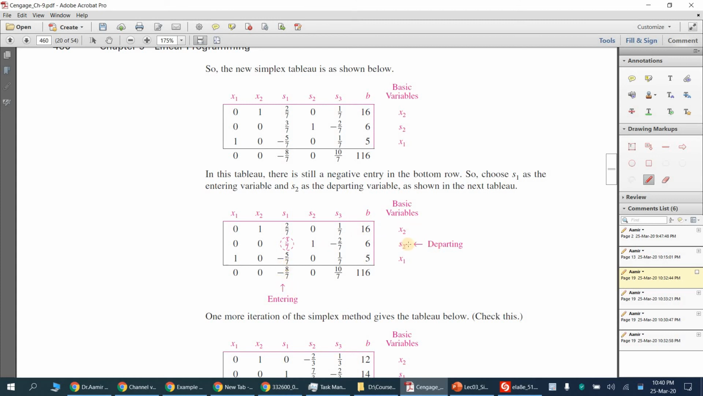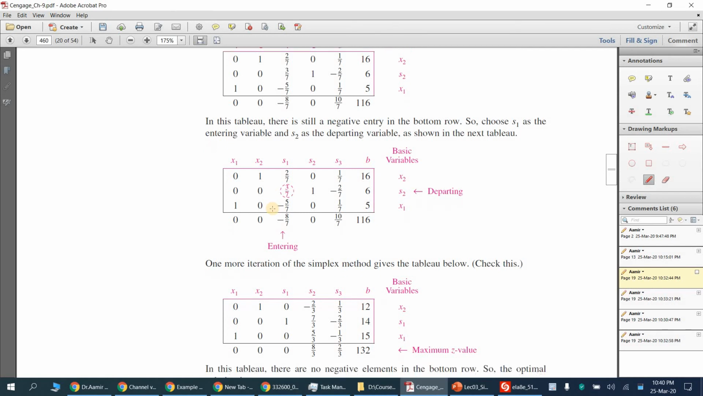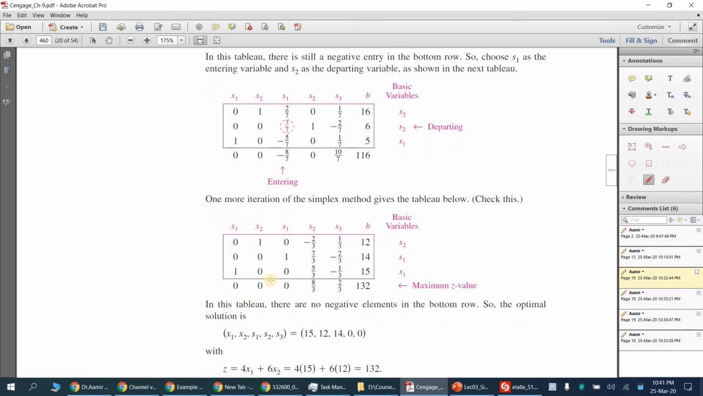The departing variable you will select this time, which is you will decide it based on the ratio. I don't know, they have taken the ratio over here. The ratio they haven't shown. So you will calculate the ratio, and based on that you decide s2 as the leaving variable, and this is your pivot element. So pivot element, again same practice, you want to make it 1. How to make it 1? Multiply the whole row by 7 by 3. Is 7 by 3, you multiply it with 7 by 3. So keep on doing, this is it.